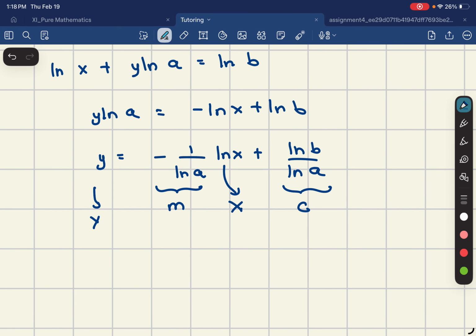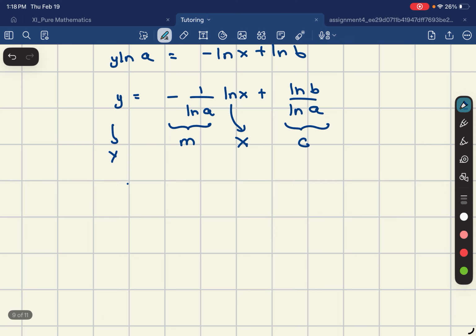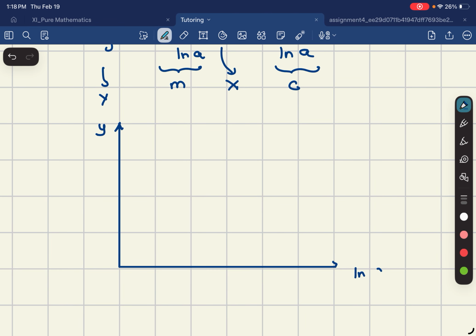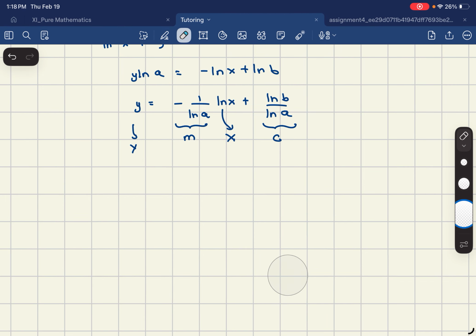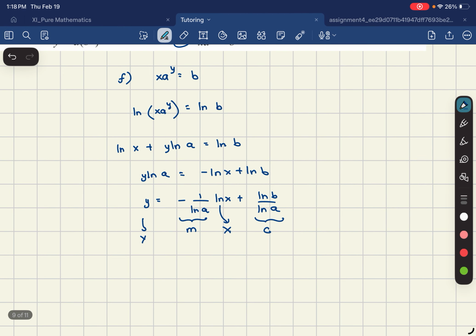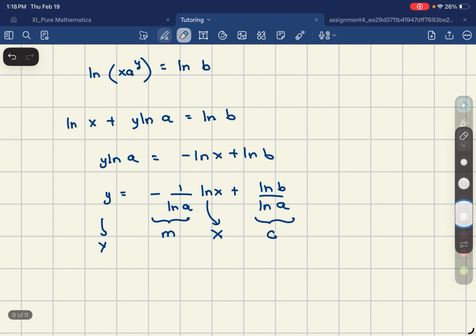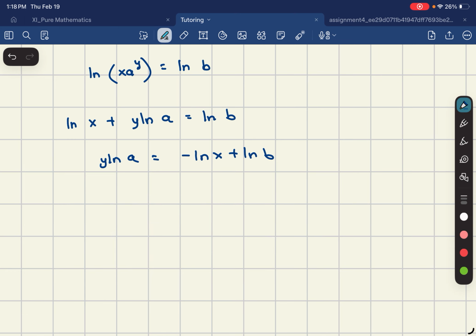Well, they have done it in the opposite way. So I have plotted my graph, y against ln x. So this is what I am plotting, but the textbook has plotted it in a different way. So let me just show you what the textbook has said. The textbook actually has isolated from this step. It has said that ln x is equal to minus y ln a plus ln b.